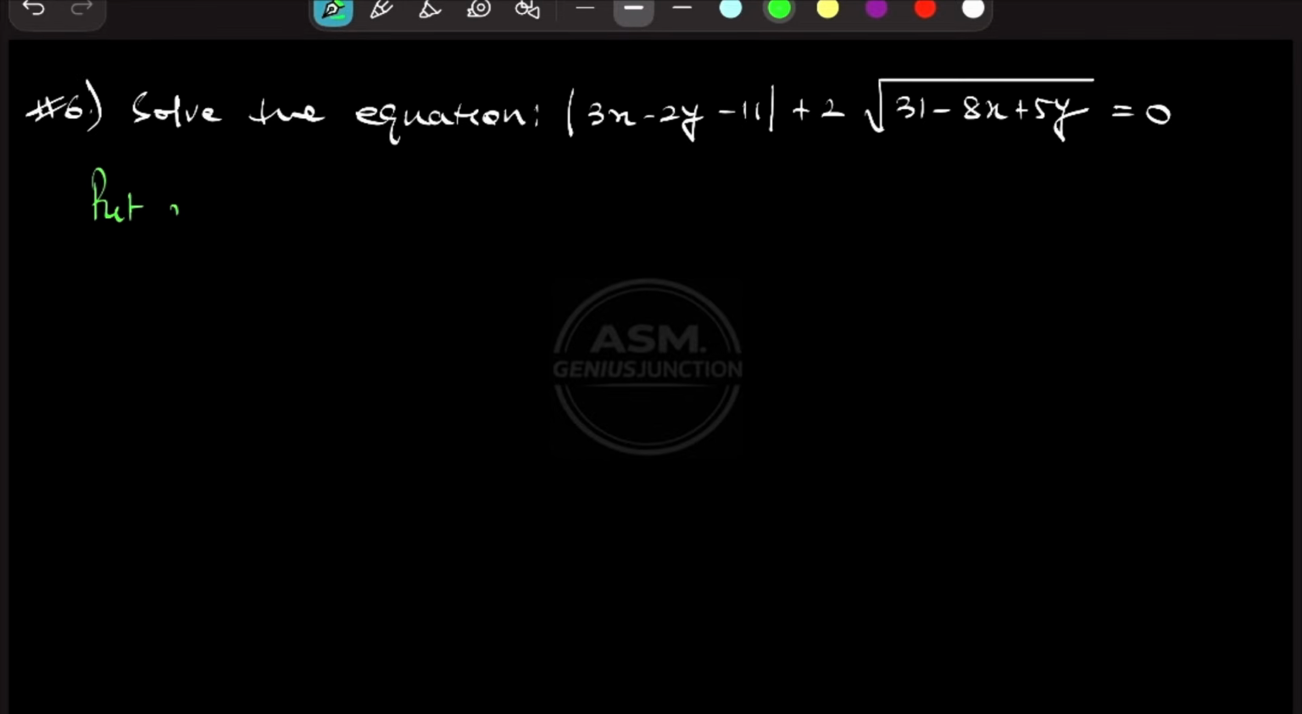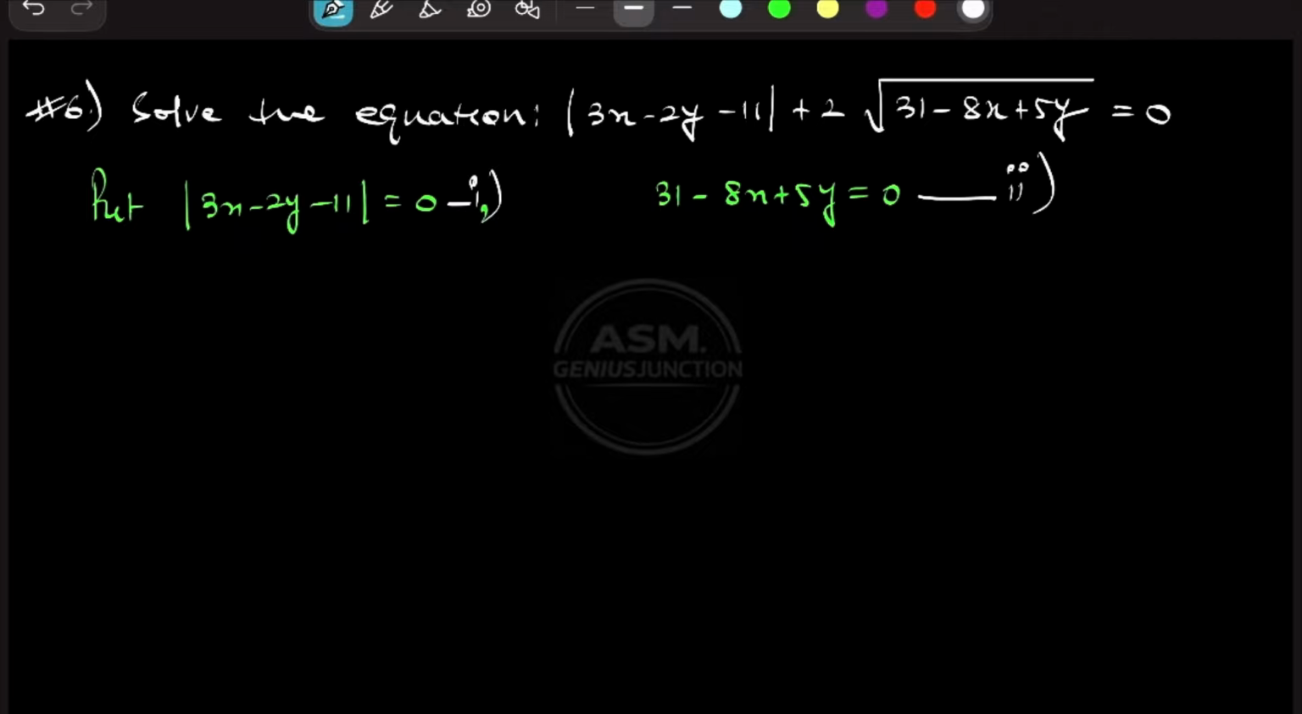I will put mod of 3x minus 2y minus 11 equals to 0 and I will put the square root of 31 minus 8x plus 5 equals to 0. So I am having two equations. This is my equation number 1 and this is my equation number 2. Okay, so let's solve these questions.